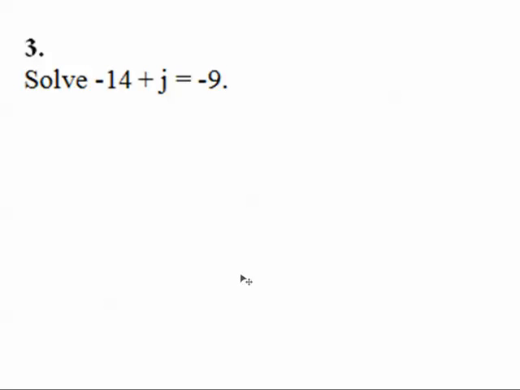Solve this equation. Well, I recognize that j is the variable in this equation and that I will want to get it by itself. I see negative 14 over here, and I know the way to get rid of negative 14 is by adding 14 to both sides. When I do that, positive and negative 14 go to 0. It leaves me with j equals 9, 10, 11, 12, 13, 14, 5. J equals 5.